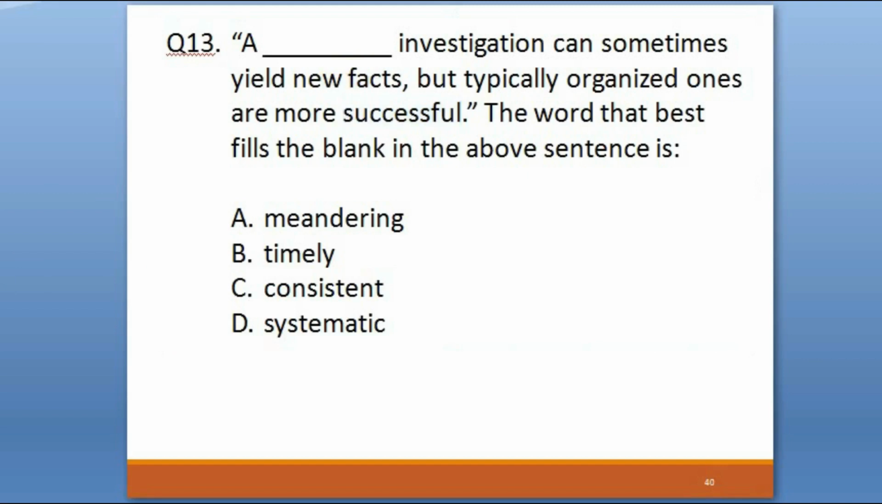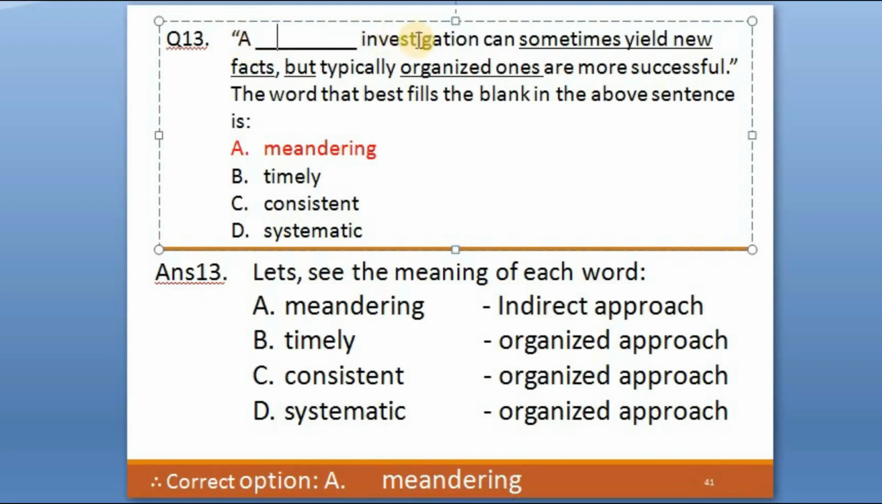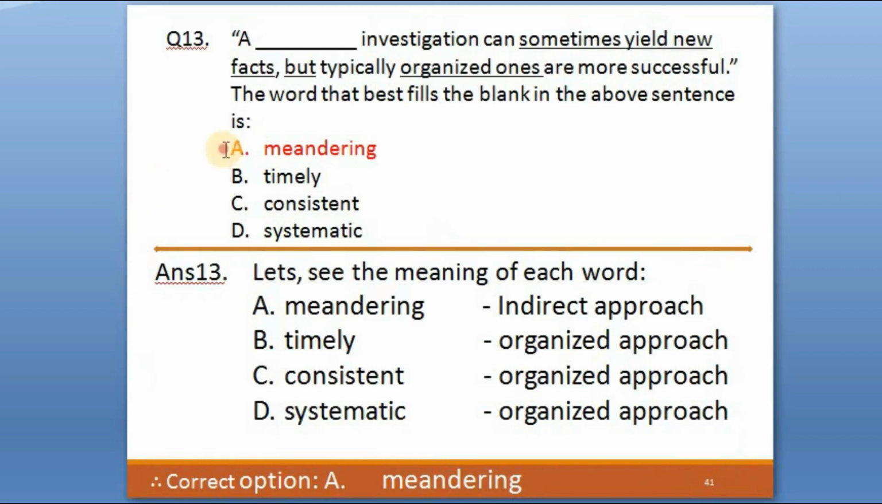When we analyze it, see the meaning. The timely approach gives an organized approach. Consistent is part of the organized approach. Systematic is part of the organized approach. But the first one, that is mentoring, is an indirect approach. So here mentoring is the most suitable word. It means a mentoring investigation can sometimes yield new facts, but typically organized ones are more successful. So option A is the correct option, right? So next, let's move to the next question.